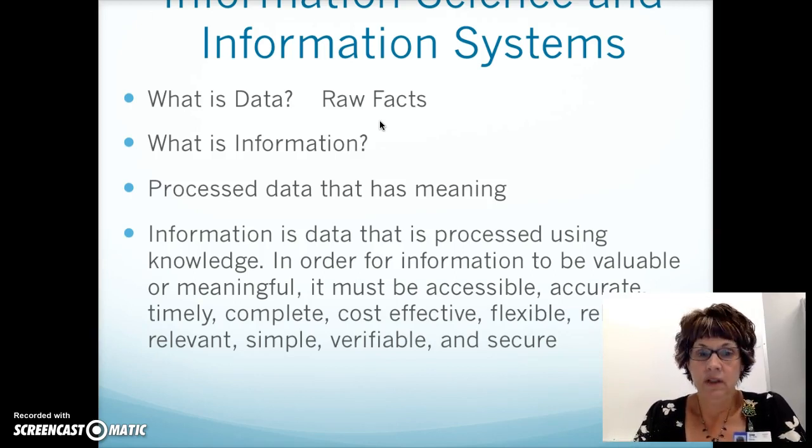Timely, we need it when we need it. We must have all of the information we need. Cost effective, so we all know the crunch that healthcare is in today, and we can't be wasting a penny. Flexible, reliable, relevant, simple, verifiable, and secure. We all know, and later in this course we're going to talk a little bit about HIPAA and HITAC and the different things that have to do with security.